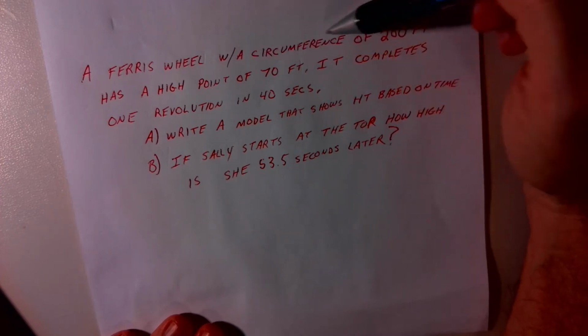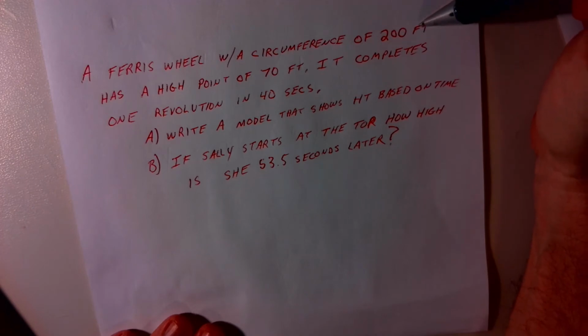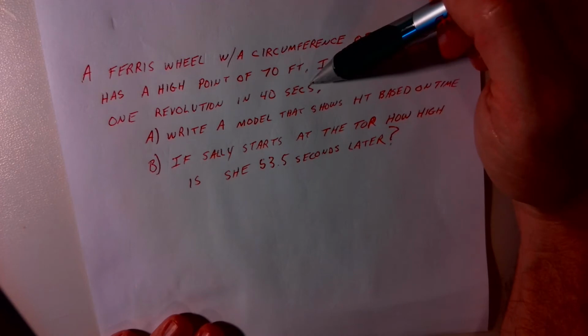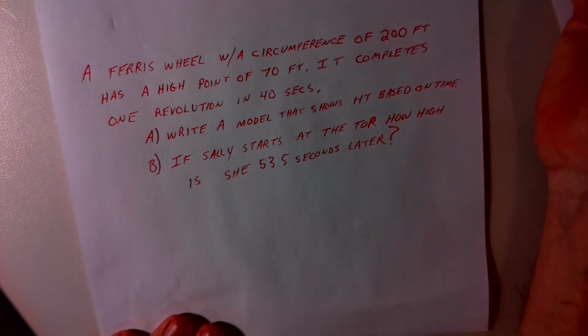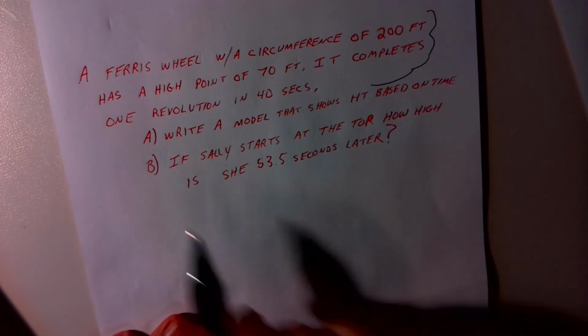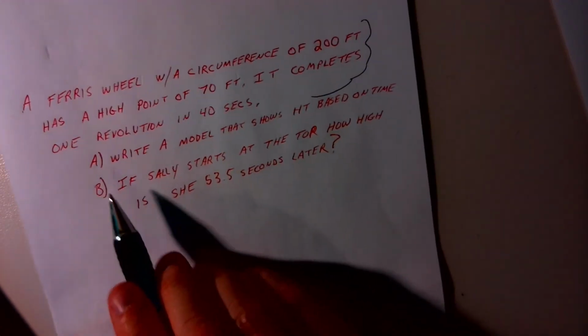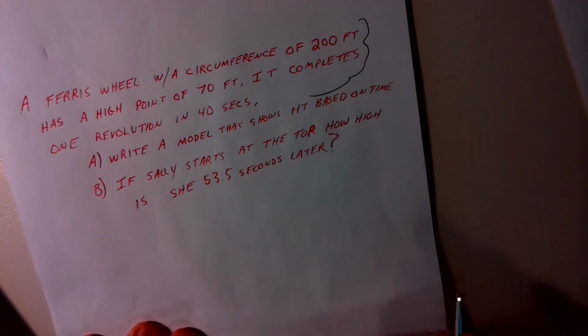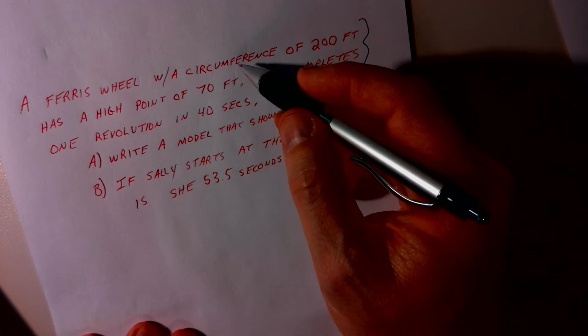So a Ferris wheel with a circumference of 200 feet has a high point of 70 feet. It completes 1 revolution in 40 seconds. So I got all of this information right here. And my first question says, please write a model that shows height based on time. Ooh, a model of a Ferris wheel based on that stuff.